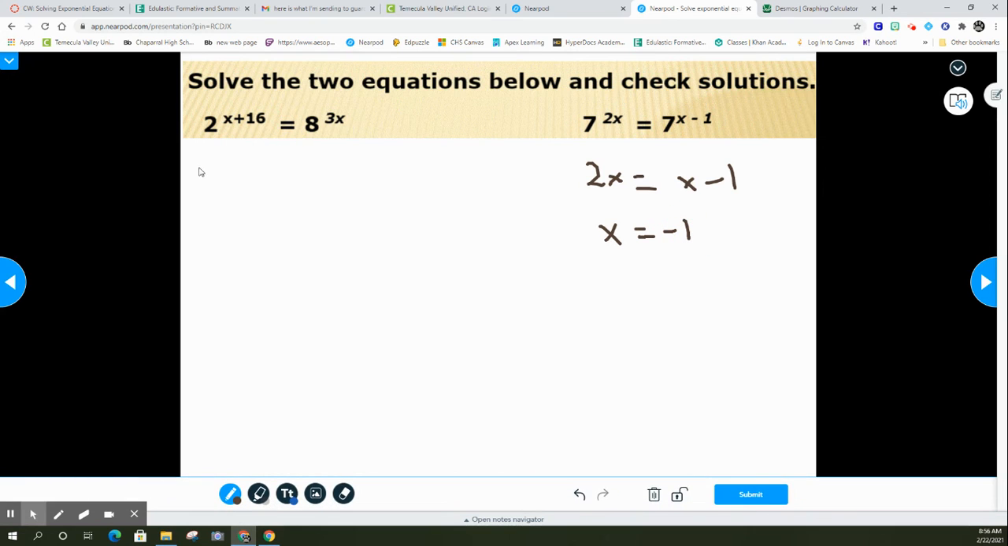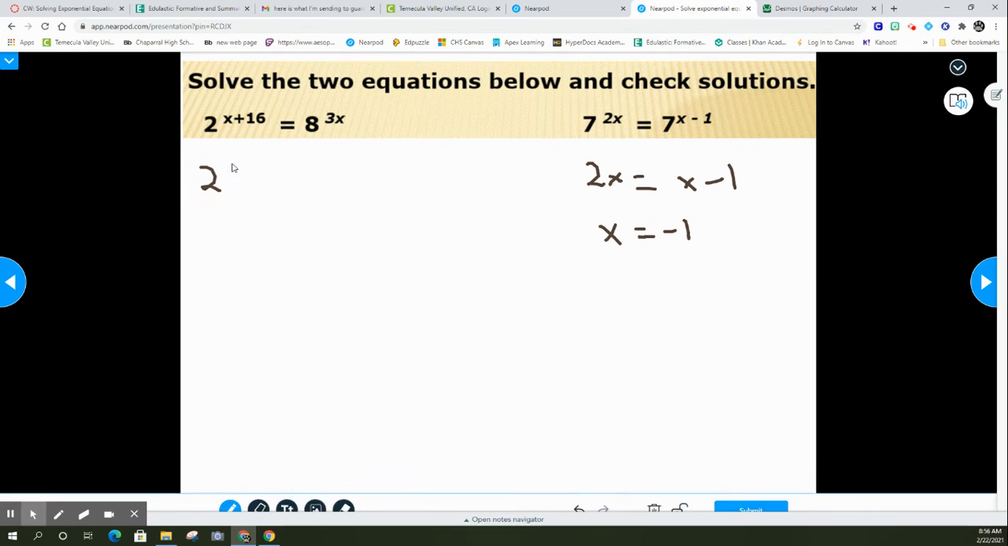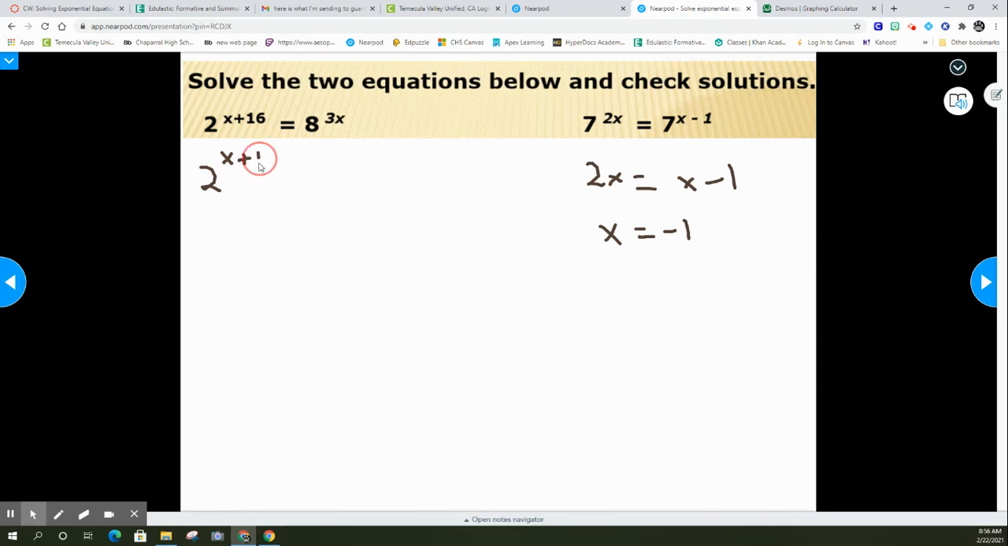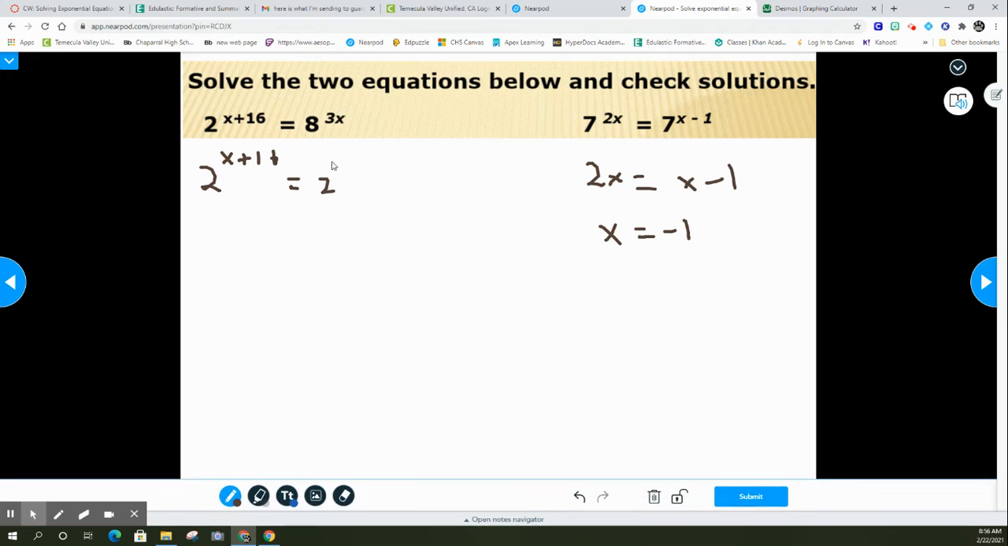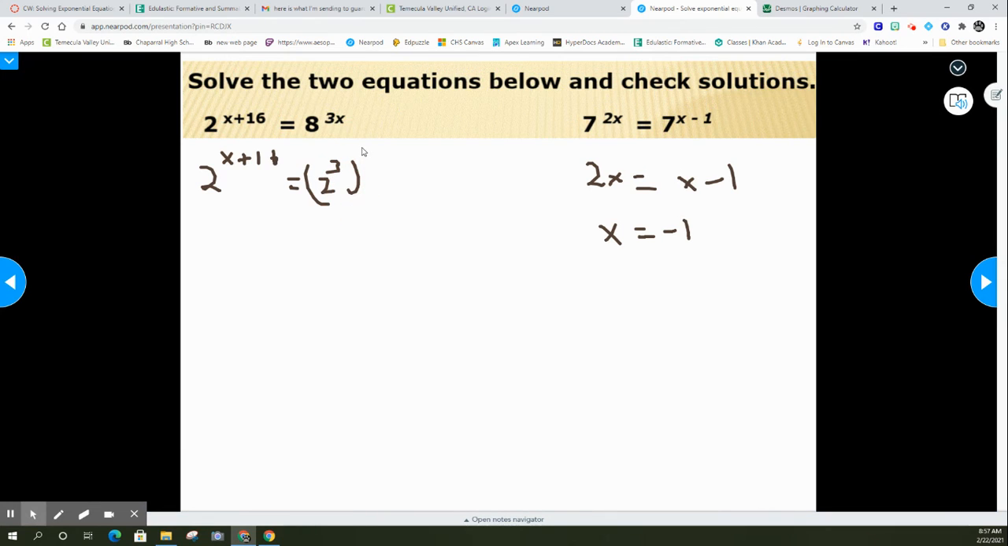And over here, you have to change the base. I guess I'm doing both of them. So you can change both bases to 2. This one's already a 2. So this one's 2 cubed. So my new exponent, power to the power, I multiply them. That's just 9x equals x plus 16. Subtract x from both sides. You get 16 equals 8x. Divide by 8, x equals 2.